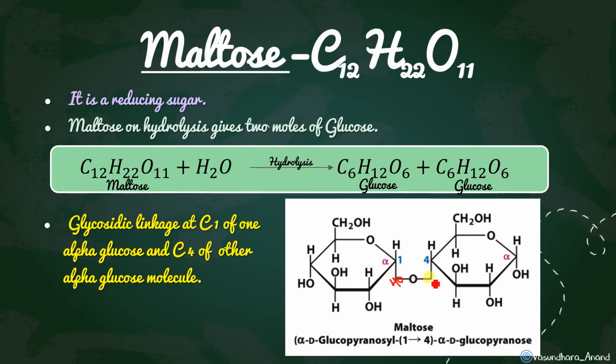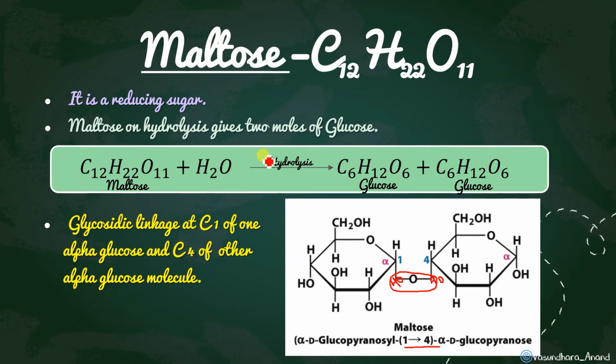So what will happen? This H and this OH will come out as water, and this oxygen is left out. Now this oxygen will act as a linkage between these. Okay, so this oxygen left out is now acting as a linkage. So this is also called 1,4 glycosidic linkage or 1,4 linkage.